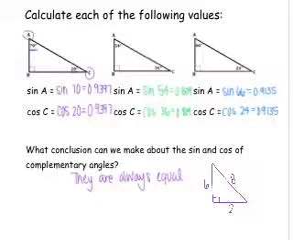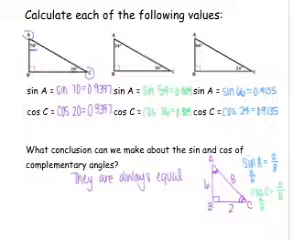Okay? And I want you to think about if this is my angle A and this is my angle C. Why would the sine of A be the same or equal to the cosine of C? So play around with that and see what you find out. So what you should have discovered is if I use actual values, I know sine is opposite over hypotenuse.